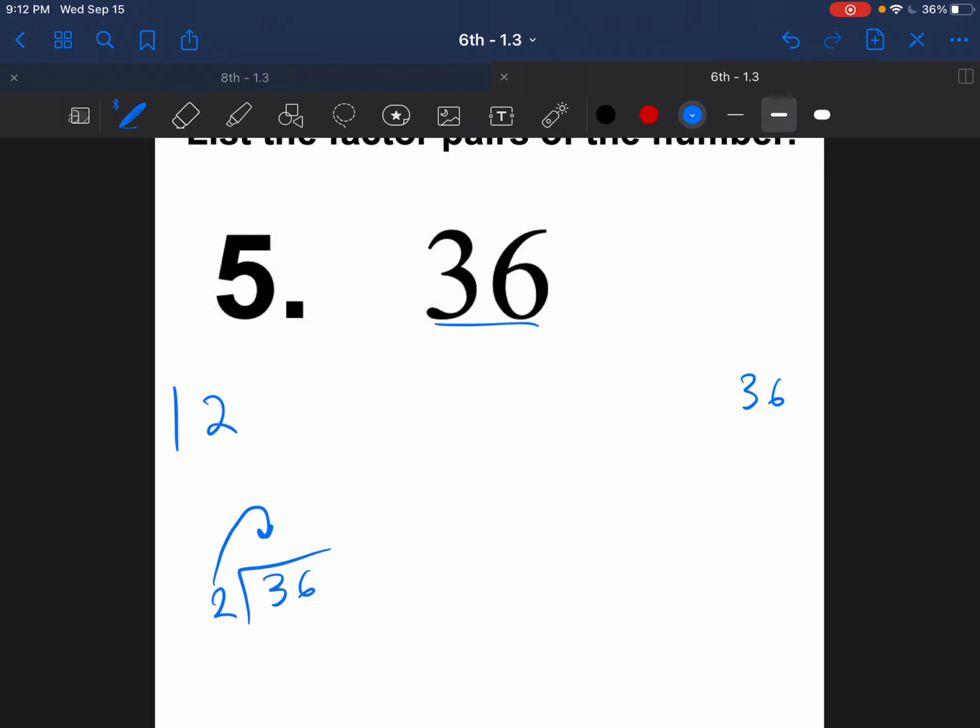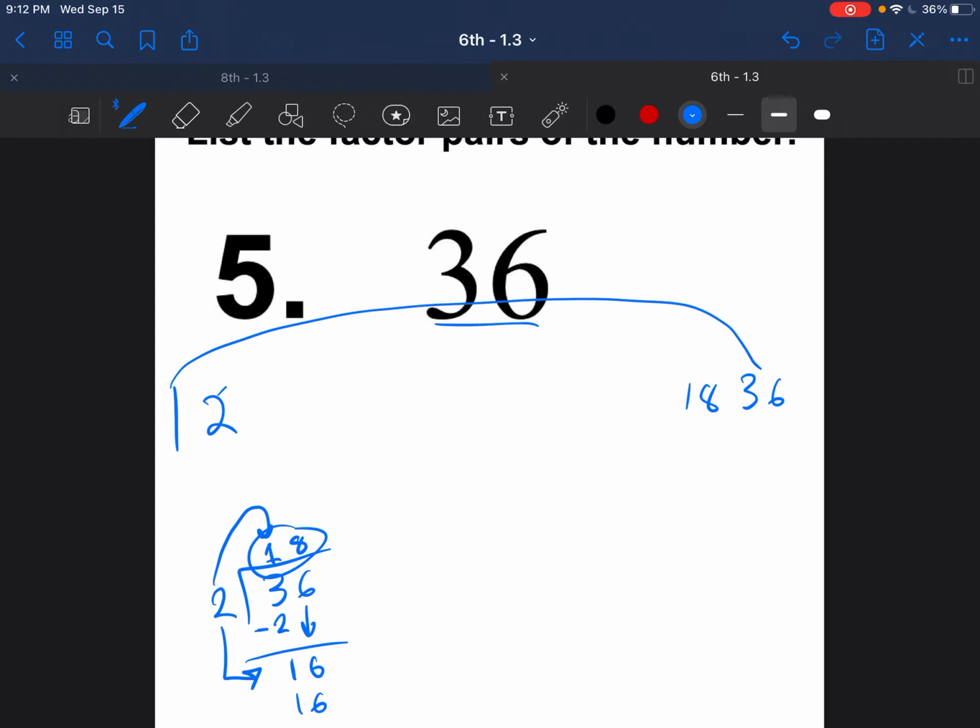2 goes into 3 how many times? 1 time. 2 times 1 is 2. 3 minus 2 is 1. Bring down your 6. Does 2 go into 16? Yes, it does. 8 times. 2 times 8 is 16. So the answer is going to be 18. 2 times 18. So we have 1 times 36.